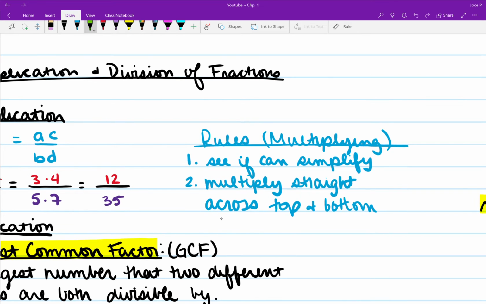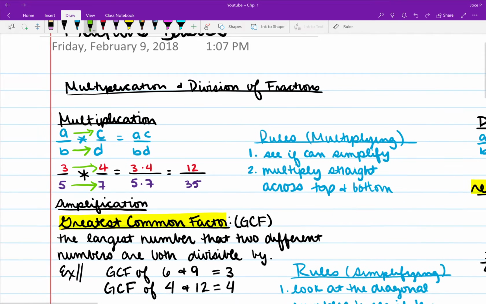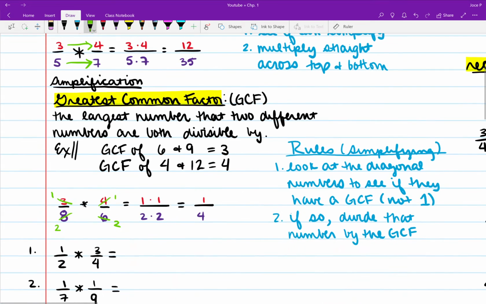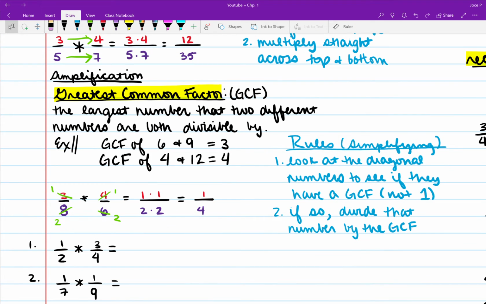I like to make these little rule boxes for things. You'll see them in a bunch of my videos. So the rules generally of multiplying will be 1, see if you can simplify. We'll talk about simplifying next. Then 2, as I mentioned, we're just going to multiply straight across the top and bottom. Now simplifying. How are we going to do that?